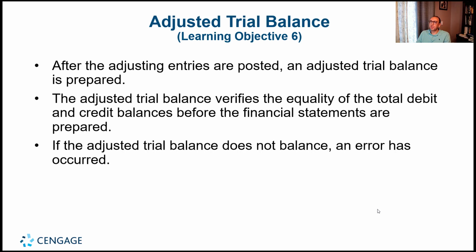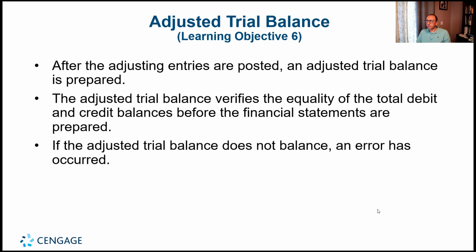So now we have an updated, or what we call the adjusted trial balance. And then in the later stage, we're going to close the accounts, and we'll have something called post-closing trial balance. So I just want you to remember that we're going to have three different forms of trial balances. This is the second form, which is called adjusted trial balance. So after the adjusting entries are posted, an adjusted trial balance is prepared.